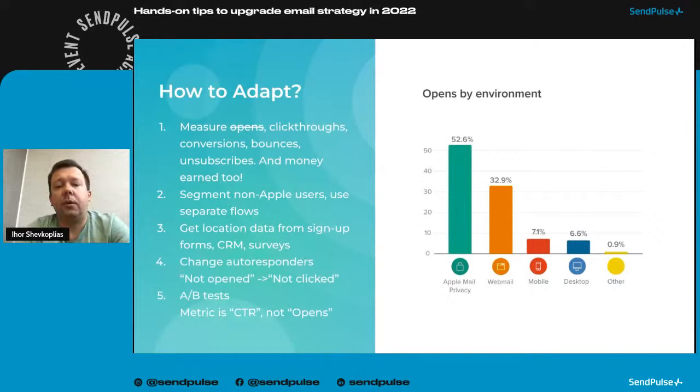Then update your automated emails. If opening an email was the trigger that started another email, try changing the trigger to clicks as a more accurate engagement metric. So if the trigger was did not open, consider changing it to did not click.